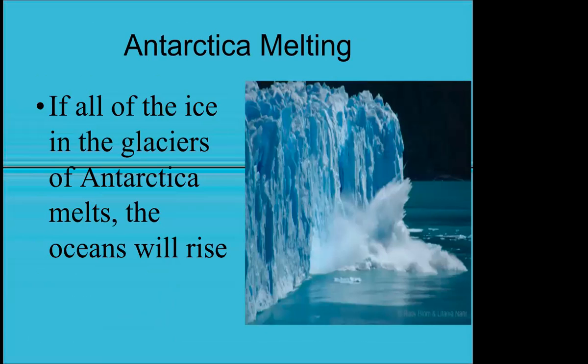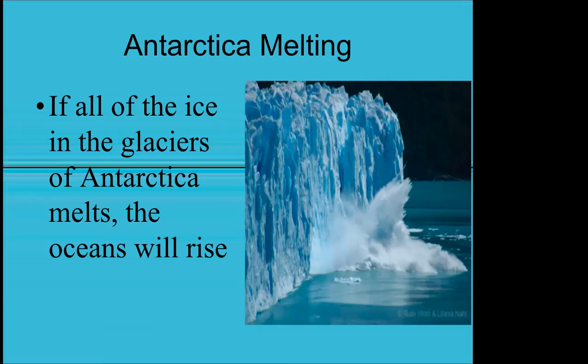So Antarctica, where do we find Antarctica? The pole, right near the pole. Okay, so if all the ice in the glaciers of Antarctica melts, then this takes us back to the piece where the oceans are going to rise. Because ice is what? Solid. When it melts, it becomes what? So it's going to do what? Take up what? Take up more what? Yes, it'll flow up once it melts, right?